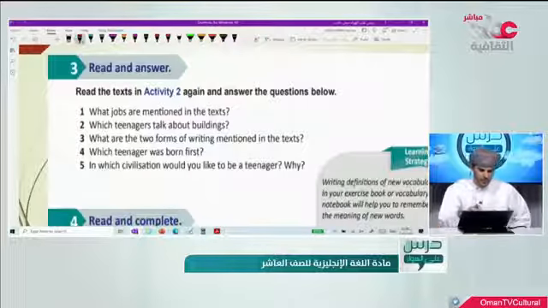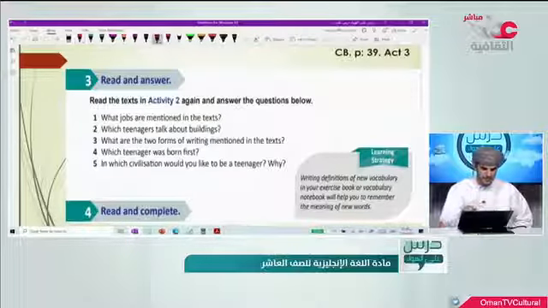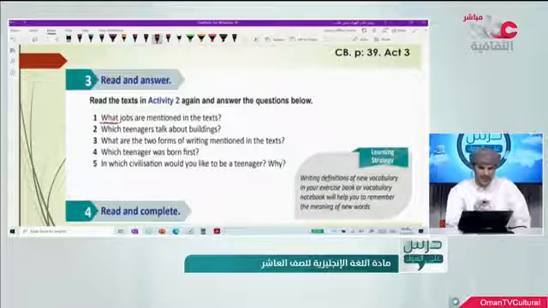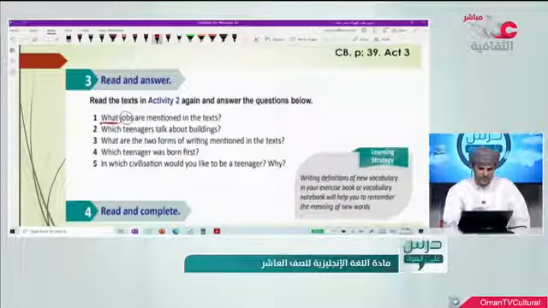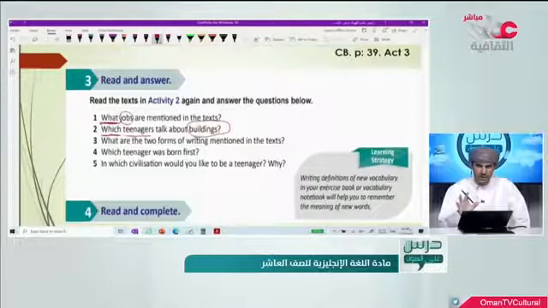So when you are reading such questions, especially in the exam, you have to focus on something. Focus on the WH question. What? So he's asking about a thing, like jobs. So he wants a name of a job. What jobs are mentioned in the text? Look at the keywords here. Number 2, which teenagers talk about buildings? We have 4 teenagers. Some of them talked about buildings. Who are they?